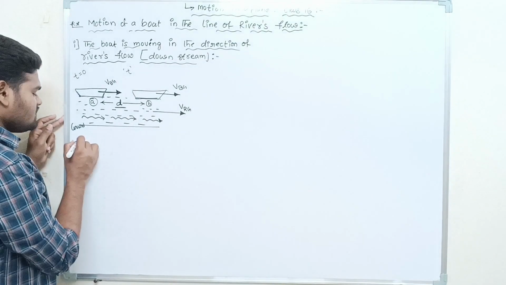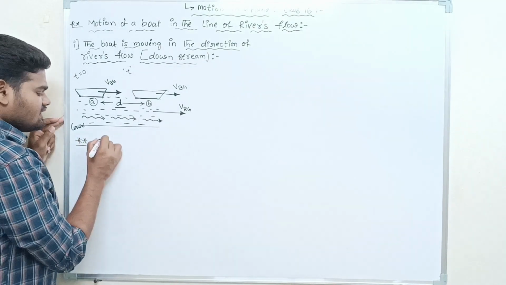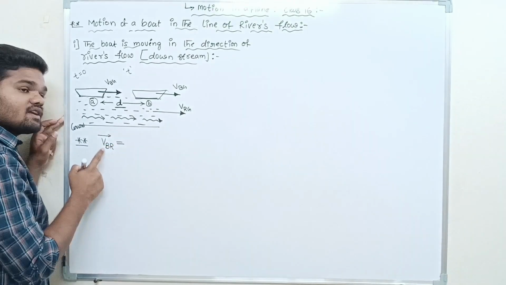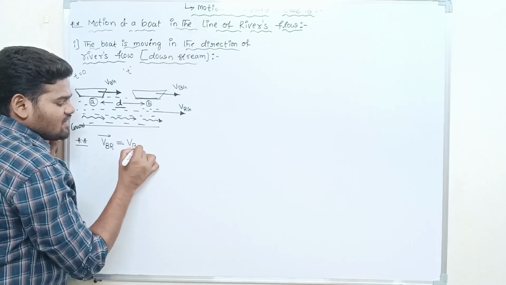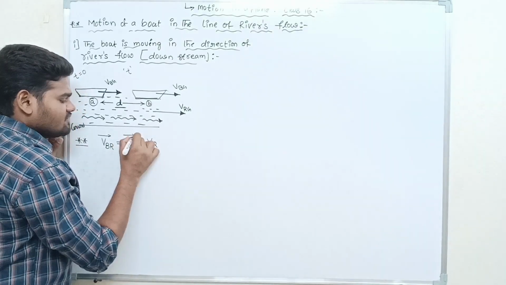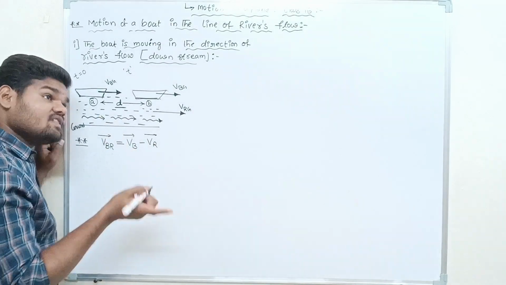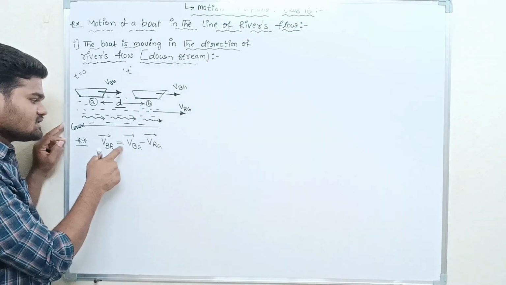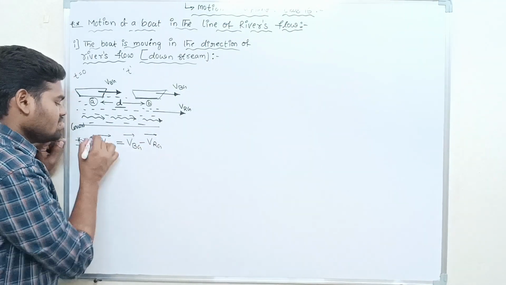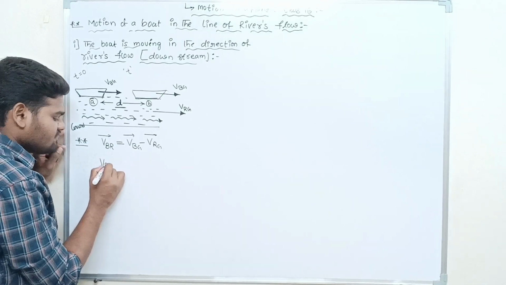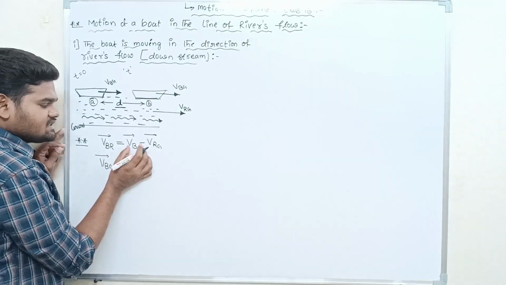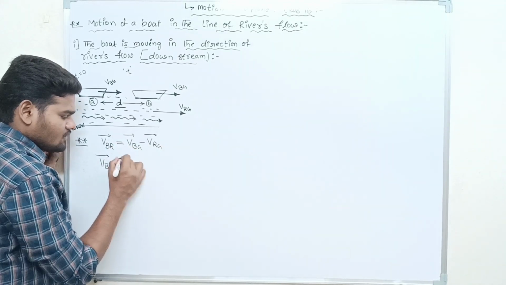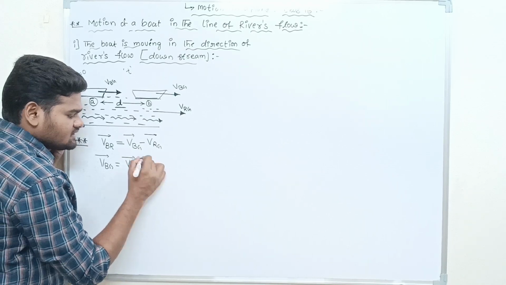Now I want to find the velocity of the boat with respect to river. That is equal to the velocity of the boat minus the velocity of the river, with respect to ground. So VBR is equal to VBG minus VRG. From this condition, I am going to write the equation for the velocity of the boat with respect to ground. If this term comes to this side, it becomes plus VRG.